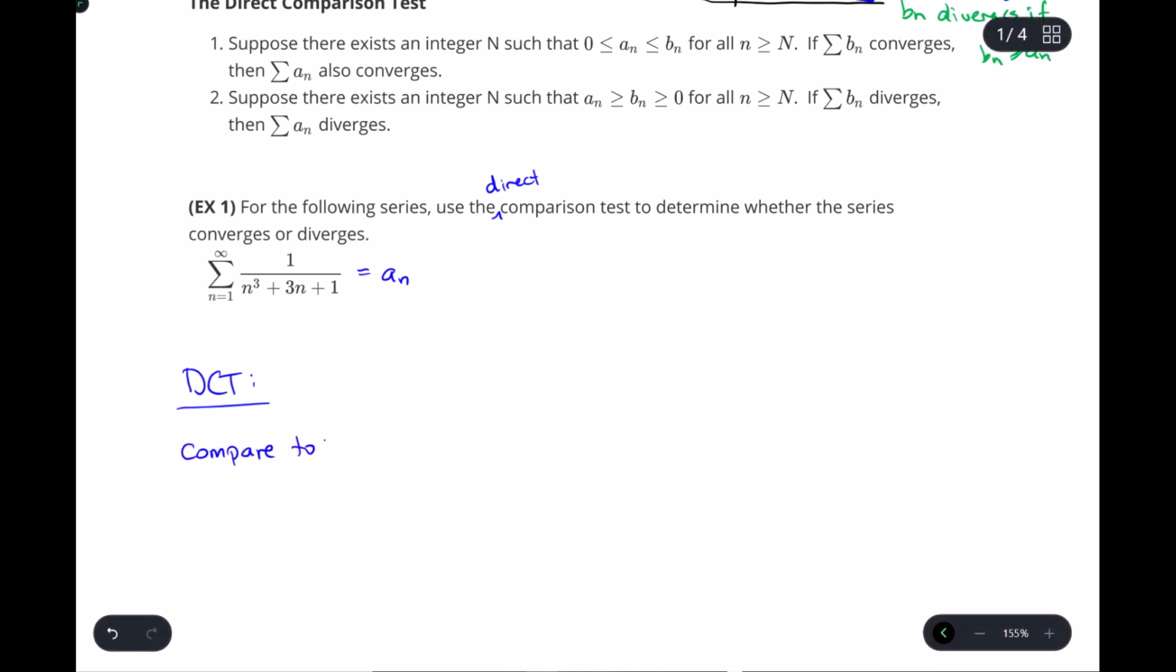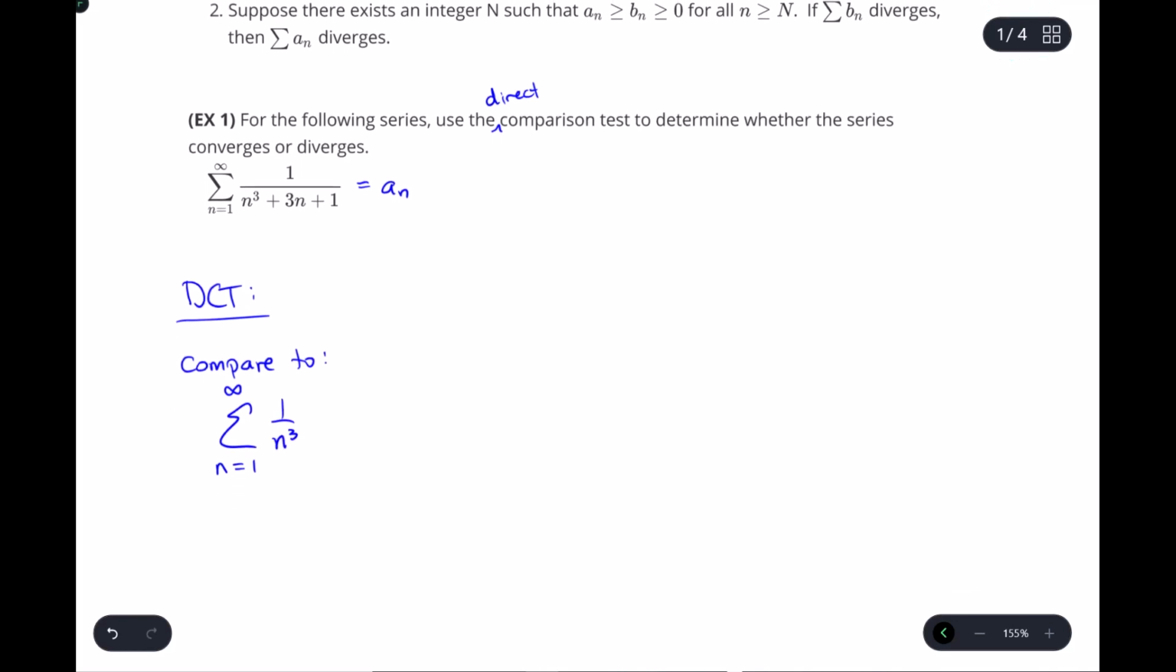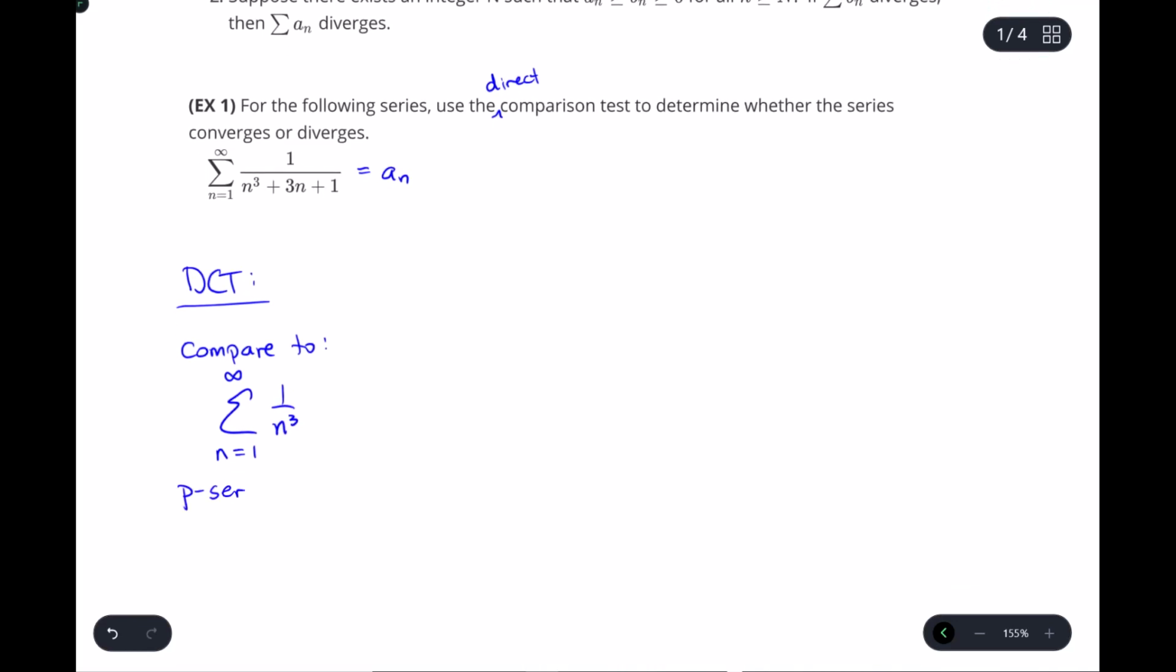So we're going to compare this to a p-series, because it's fairly similar to one. If it was just 1 over n cubed, that would be perfect, but it's got n cubed plus 3n plus 1. But I think the most logical thing would be to compare it to the p-series, where n goes from 1 to infinity of 1 over n cubed. So that's a p-series with p equals 3, and that's greater than 1, so it converges.